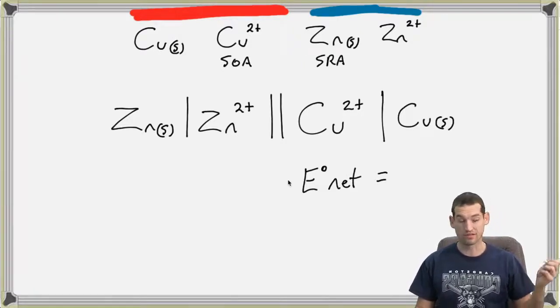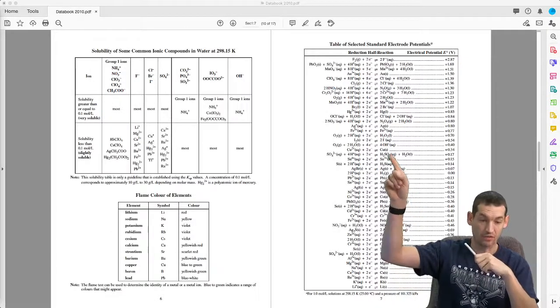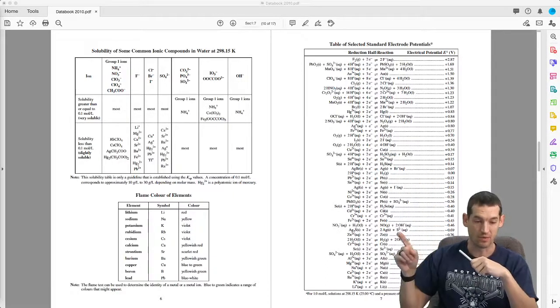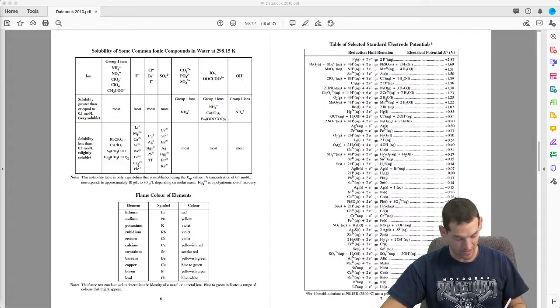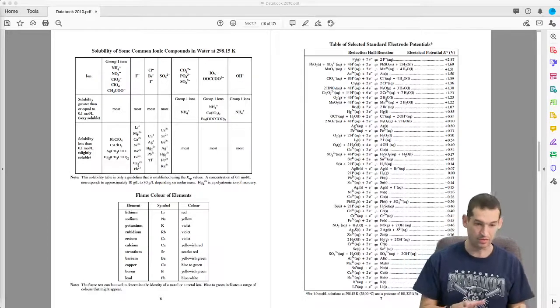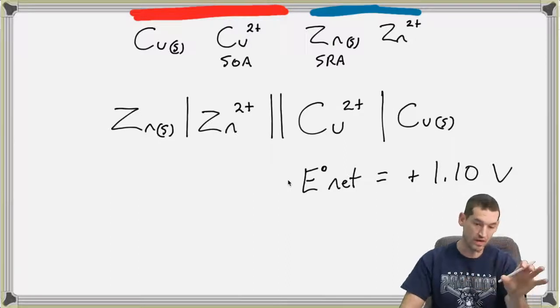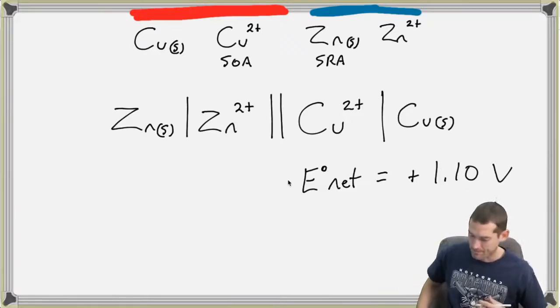I can go back to my data booklet here. Because we wrote the copper reaction forwards, we leave that voltage, the positive 0.34. And because we wrote the zinc reaction backwards, we flip the negative 0.76, and we combine that to give us a positive 1.10 volts. Normally that would be to the right of the cell notation, not underneath it. I just ran out of room because I didn't plan very well. Okay, so that's cell notation.